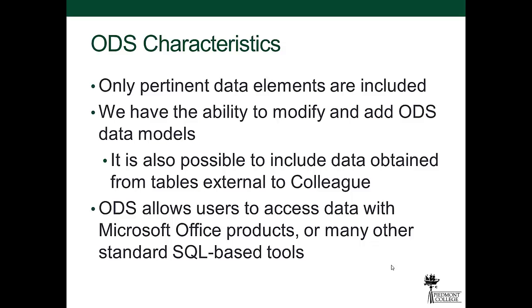Non-essential fields are not included in the ODS. There are a large number of fields within Colleague that are not really useful for reporting, and so those fields are just left out of the ODS altogether. Colleague data fields that are not currently in the ODS, however, if we need them, can be added to ODS tables. And also data that's not in Colleague at all, but might be available elsewhere, for instance in an Access database, can be added to an ODS table if necessary.